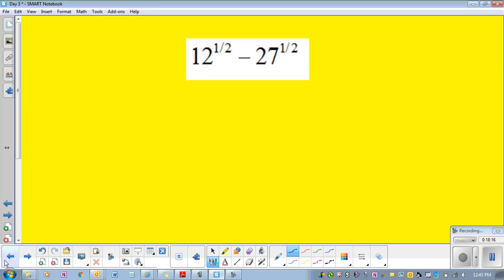All right, let's try this one. We have 12 to the 1/2 power minus 27 to the 1/2 power. This one you can subtract because they both have a root of what? 2, right? Because the 1/2 means square root. I don't really like the way it's written, so I'm going to rewrite this. Square root 12. 12 has a power of 1, so I'm not going to write the 1. Minus square root 27. Yeah?